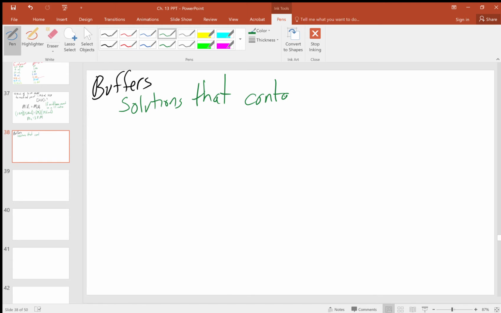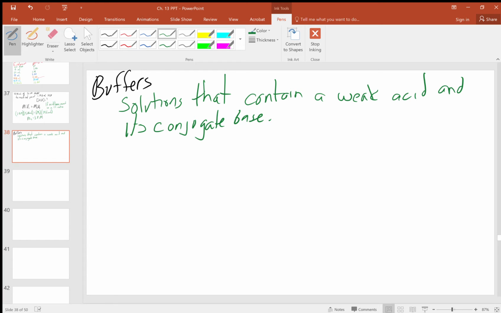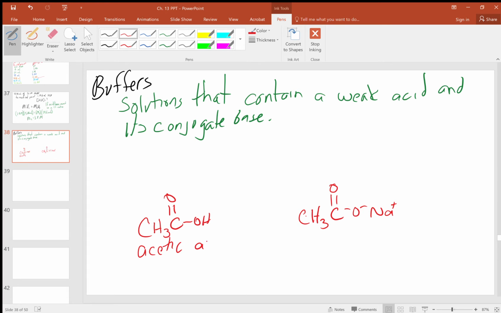that contain a weak acid and its conjugate base. So in other words, we take something like acetic acid and its conjugate base, sodium acetate. And we add both of these to a solution.